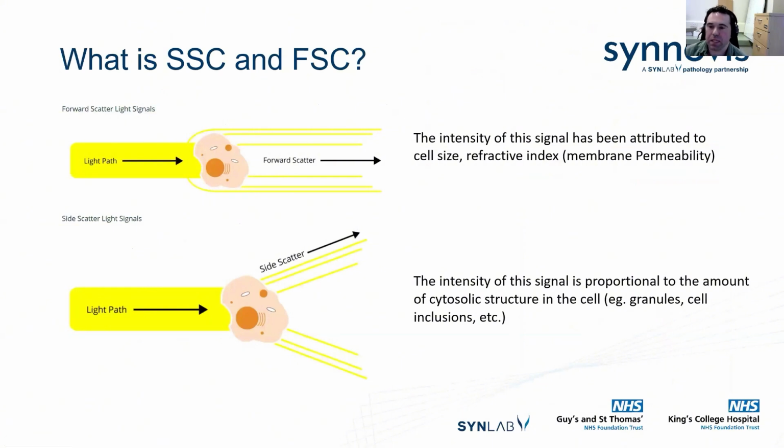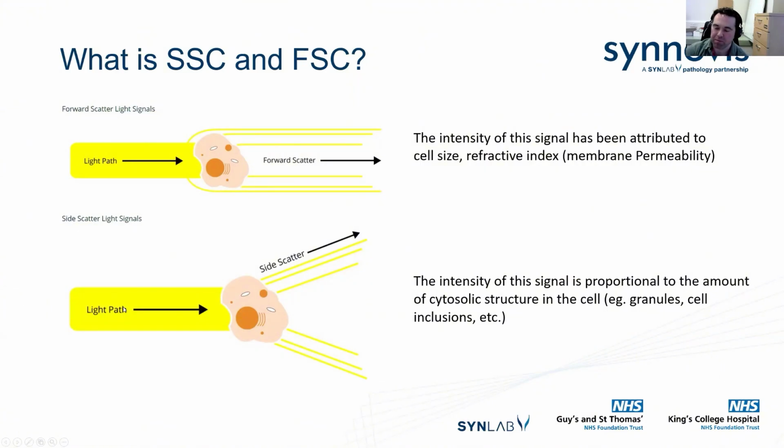Yeah, so what is side scatter and forward scatter? So forward scatter is essentially when the light hits the cell and then the detector behind that picks up a scatter of light, and it'll tell us how big the cell is. Generally tells us the size of the cell.